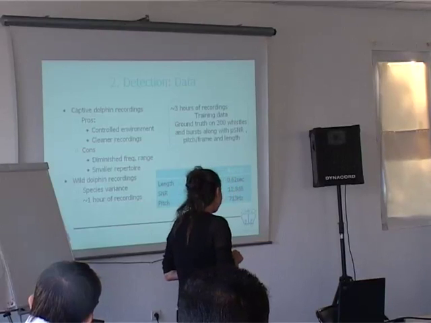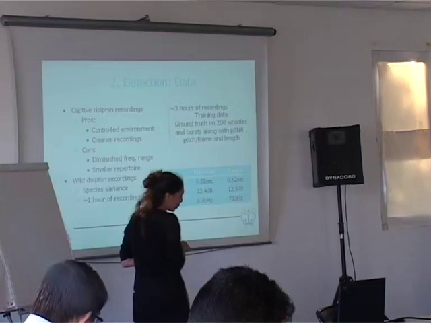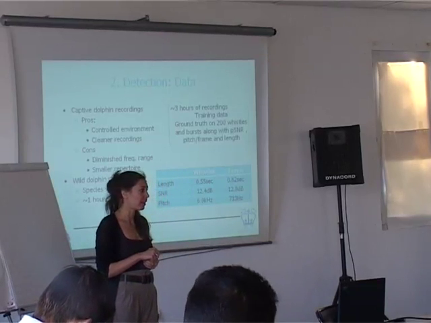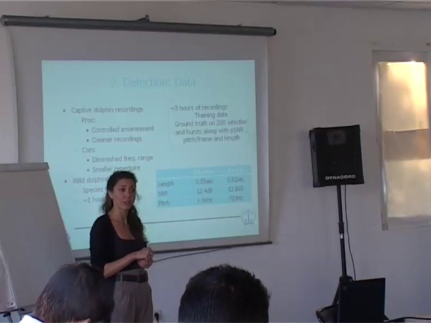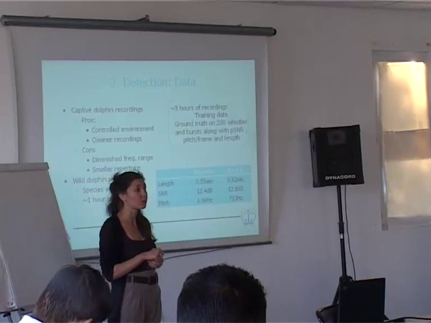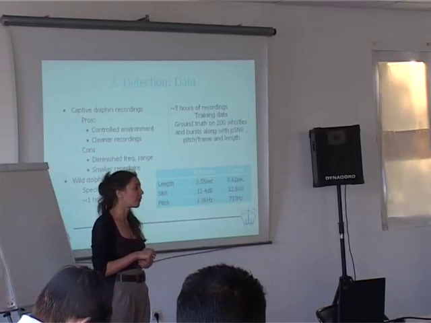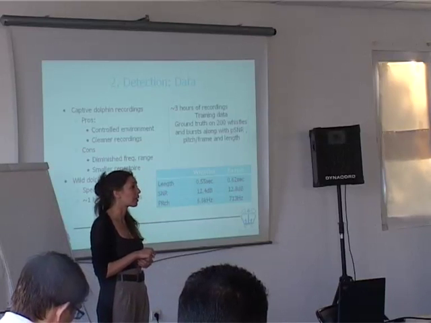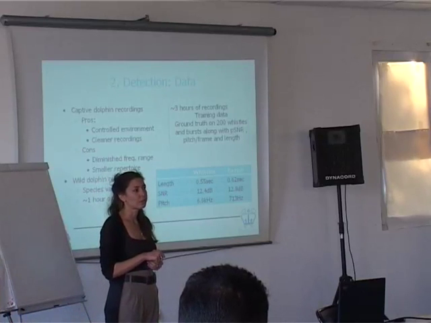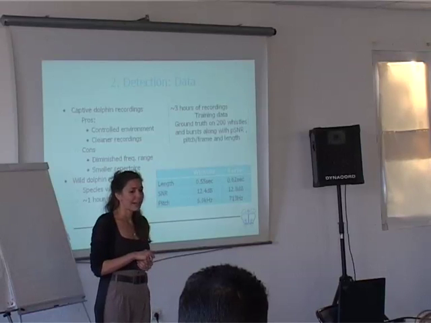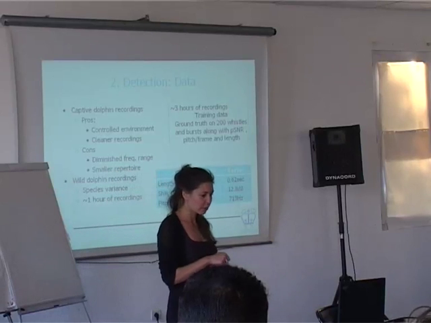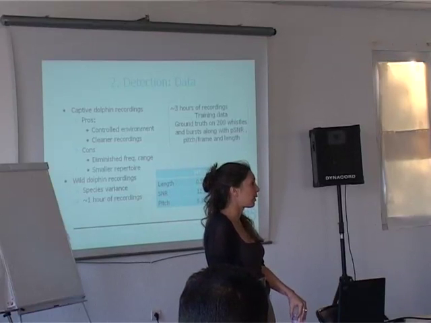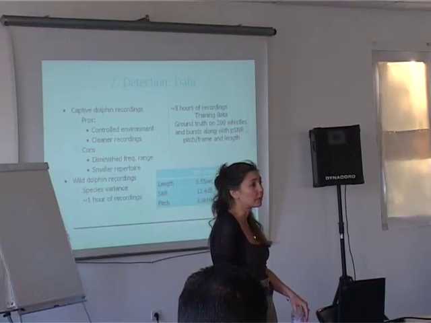As I was looking around, talking to other scientists, marine biologists and animal cognitionists, I realized that there are two types of data you can use. You can use data from captive dolphins, recordings that you get from aquariums, or you can use wild dolphin data. There are pros and cons for each of the two types of data. In terms of captive dolphin data, the advantages are that you're in a controlled environment.